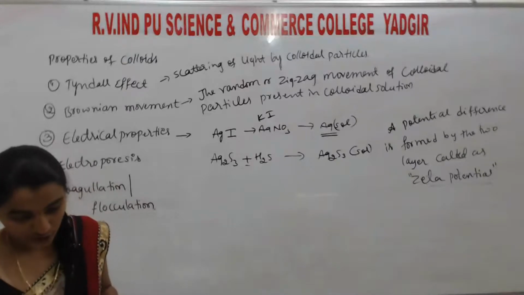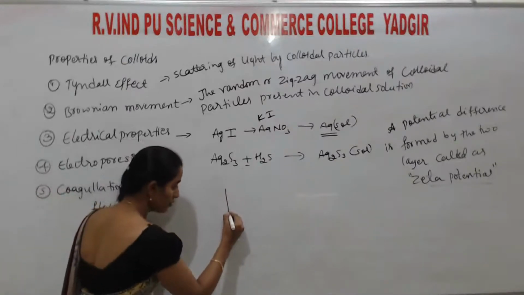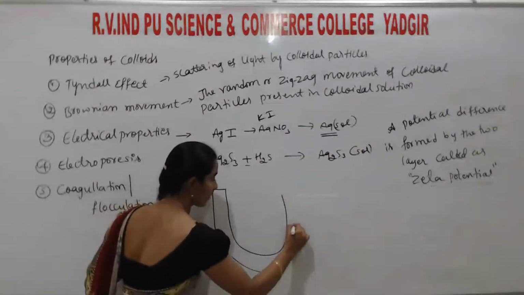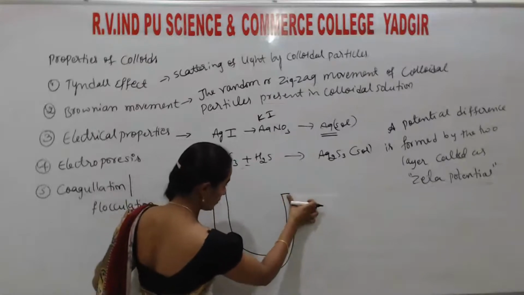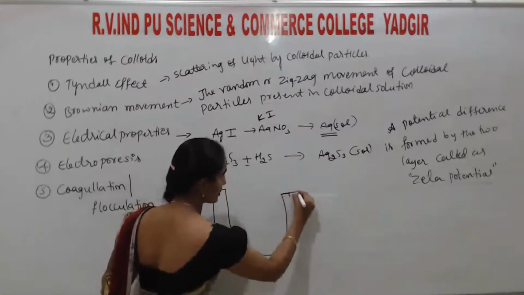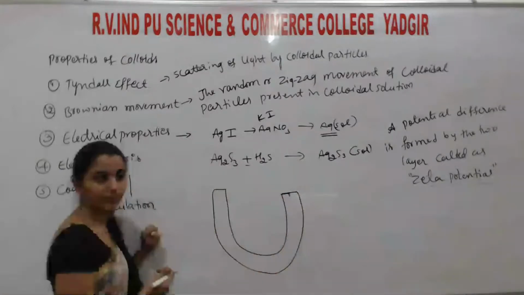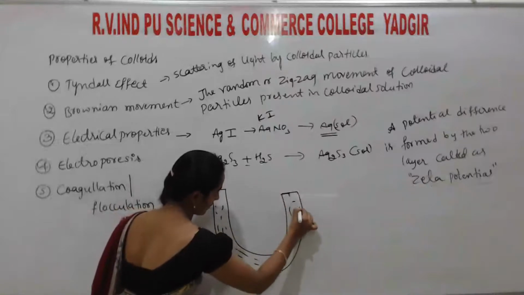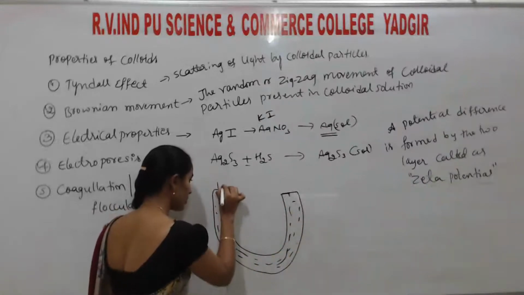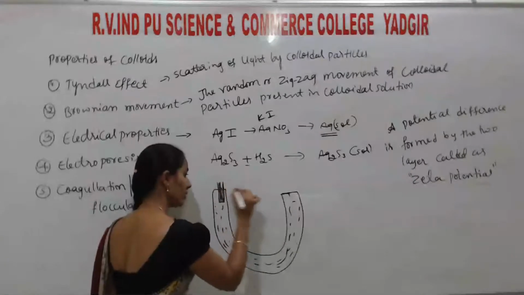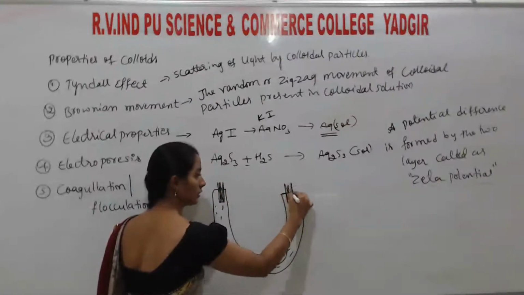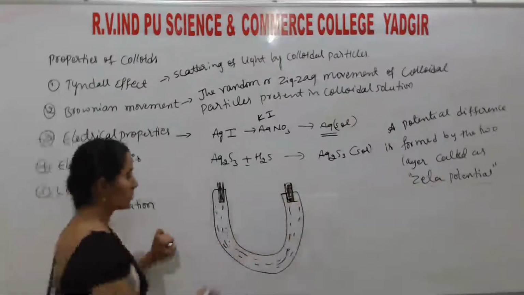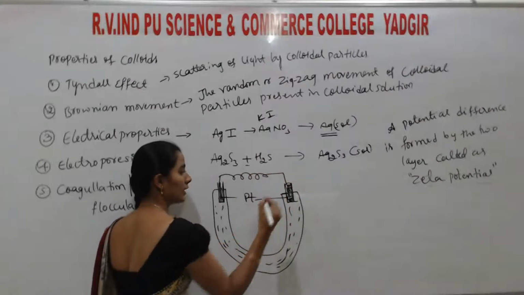So what is zeta potential? Look here. In a U shape, we prepare an electrophoresis chamber. Electrophoresis chamber in U shape. Okay? In this there is a colloidal solution. This colloidal solution is subjected with what? Electrodes. Those are subjected with electrodes and subjected to the electric current.